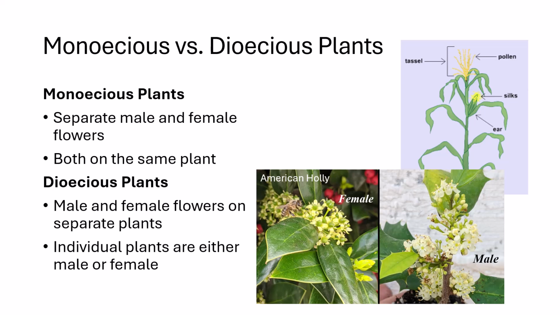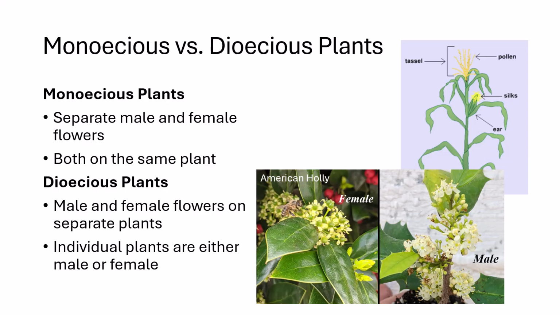Now that we've talked about perfect and imperfect flowers, we need to zoom out one level and talk about the whole plant. This is where monoecious and dioecious come in. A monoecious plant produces separate male and female flowers, but they occur on the same individual plant. So one plant has staminate flowers and carpellate flowers, just in different locations. Corn is a classic example. The tassels at the top are male, the ears are female.